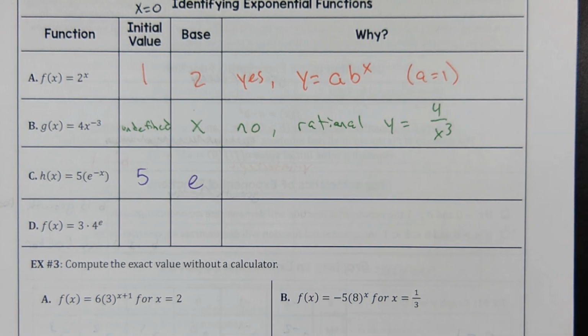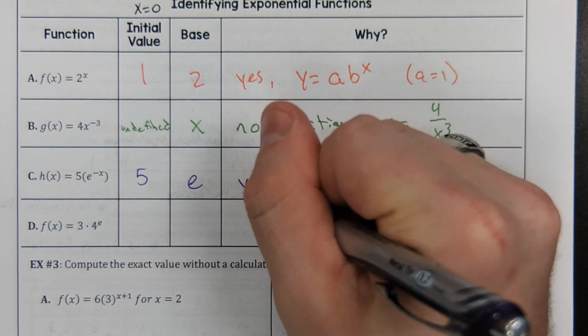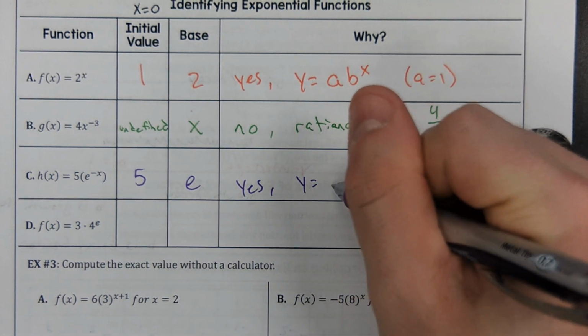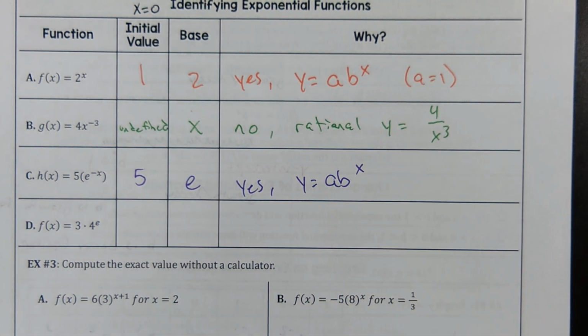Yada, yada, yada. So is this an exponential growth or decay function? Yeah, it is. Because it's in this format. You can see A is 5.